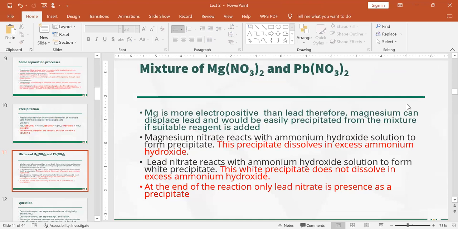Silver and magnesium nitrate and lead nitrate. Magnesium is more electropositive than lead. Therefore, lead can be easily precipitated from the solution. Magnesium nitrate reacts with ammonium hydroxide solution. The precipitate dissolves in excess ammonium hydroxide.